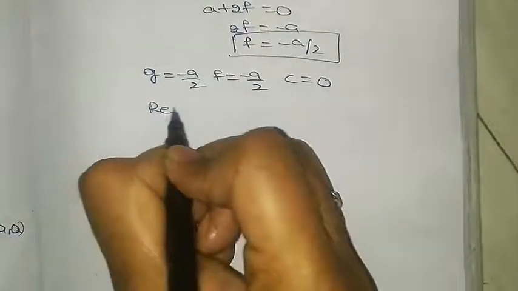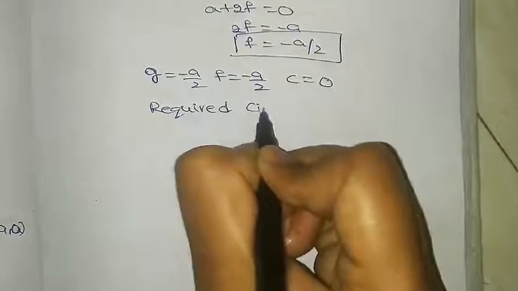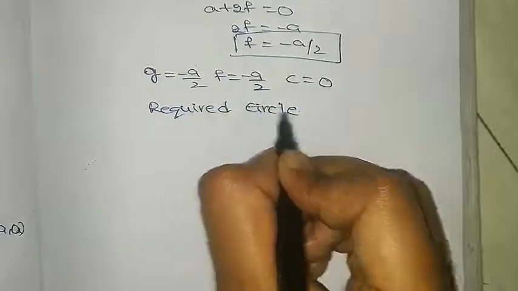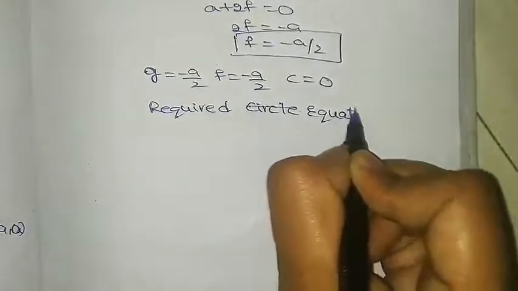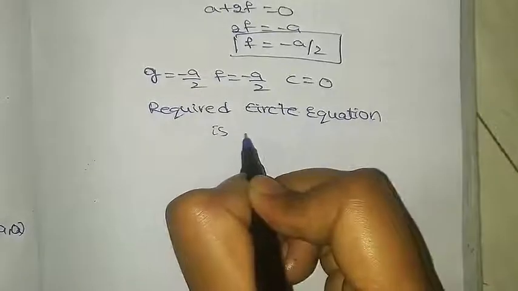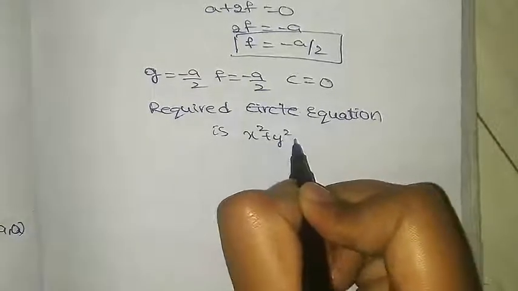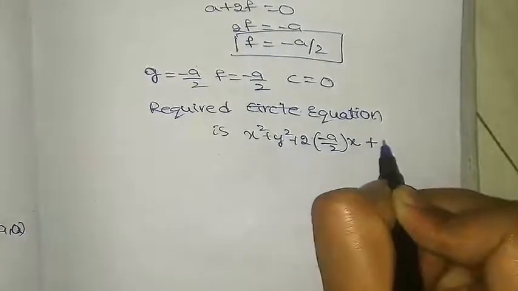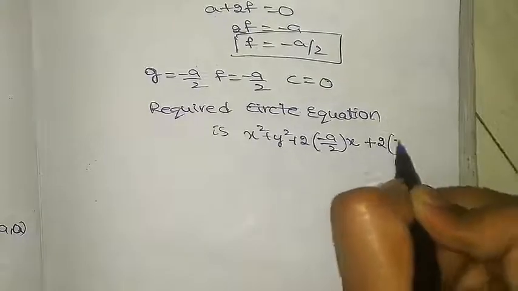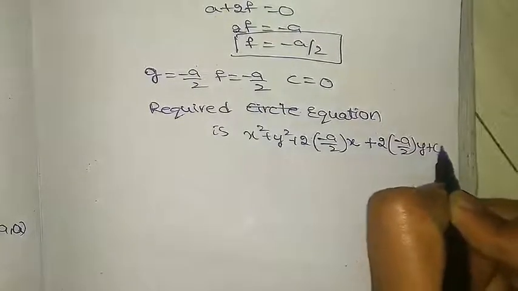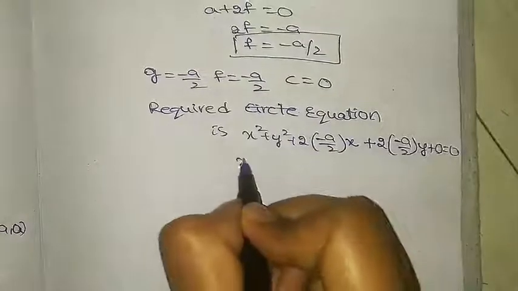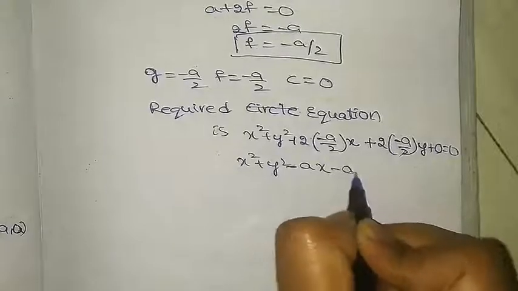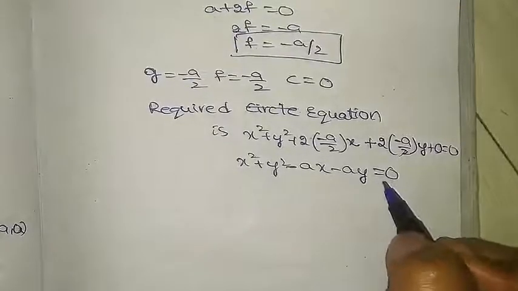The required equation. Here we don't have circle, so the required equation is x square plus y square plus 2, g value is minus a by 2 x, plus f value 2 into minus a by 2 y plus c equal to 0. C value is 0. So x square plus y square, 2 cancel, minus ax, 2 cancel, minus ay is equal to 0 is the required equation.